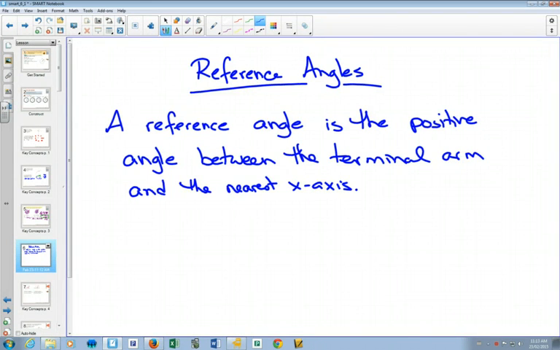So here's the definition of a reference angle. It's a positive angle between the terminal arm, that's where an angle ends, and the nearest x-axis. Because it's to the nearest x-axis, that angle will always be between 0 and 90 degrees.